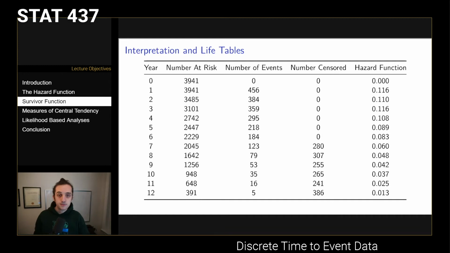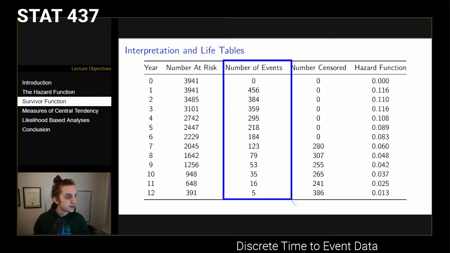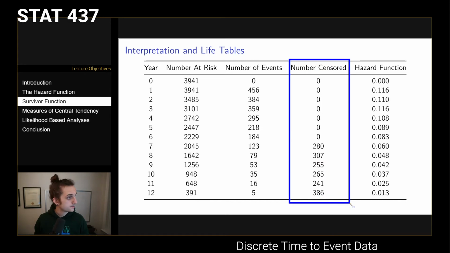Now, oftentimes we're going to be presented our data in a life table format here, right? And so what we're looking at is 12 years of study. This is for the teacher's example. And at each year, we have some number of individuals who are still at risk. So this is the number of people who have not yet been censored or had their event happen. We observe some number of events in that year. And then we also observe some number of individuals who were censored.